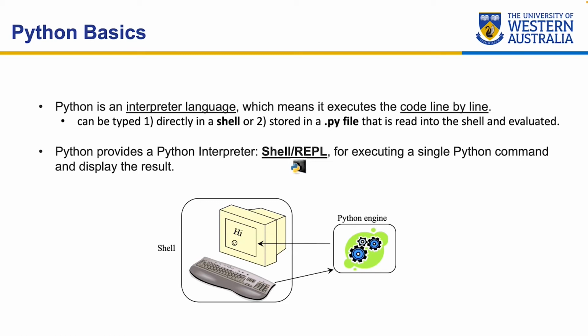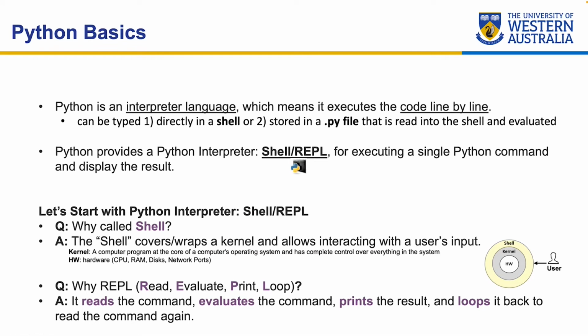And Python provides a Python interpreter called the shell for executing single Python commands and displaying the results. In the underlying architecture, this is what you see. You have the monitor and keyboard right in front of you, but inside your computer, with all the CPUs and RAMs and whatever, there is a Python engine sitting there running, waiting for you to interact with it. Okay. So let's start with the Python interpreter shell.